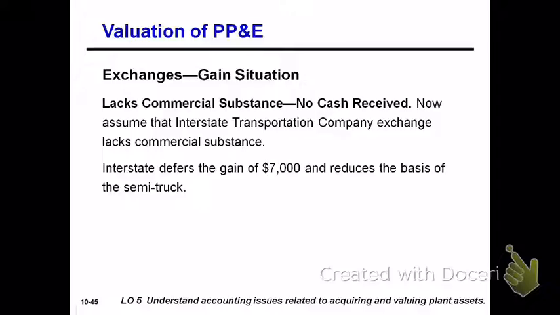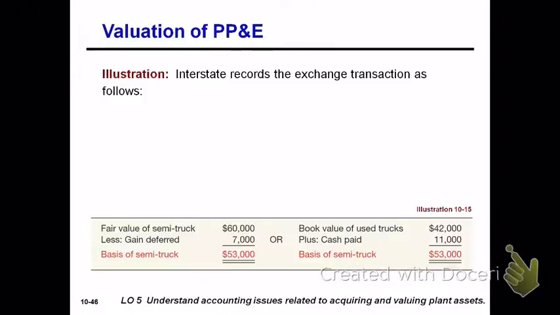Now, if the transaction lacks commercial substance and you have a gain, but no cash was received, we will defer the gain, and we do that by reducing the basis of the truck we acquire. So in the last example, we said that the fair value of the semi was $60,000, and we had a gain on getting our old truck off the books, but we're going to defer that. So we're going to reduce the basis of the new truck to $53,000.